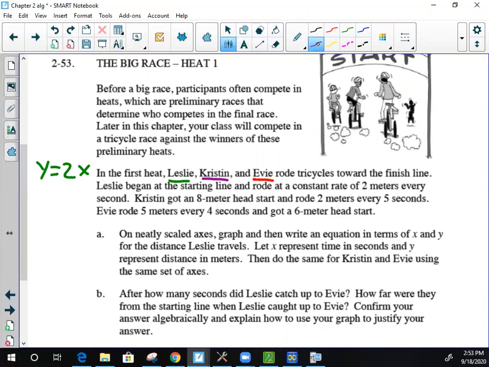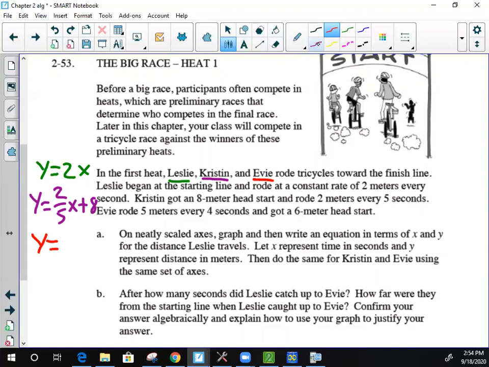Kirsten had an 8-meter head start and rode 2 meters every 5 seconds. So we have y equals 2/5 x plus 8. And lastly, Evie is racing at 5 meters every 4 seconds with a 6-meter head start.